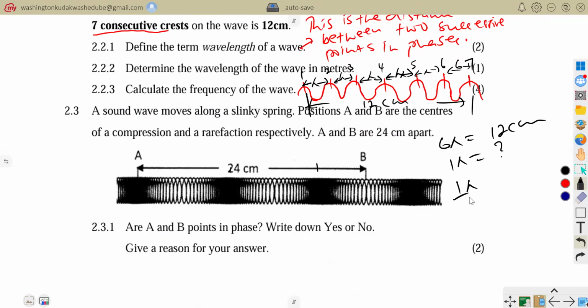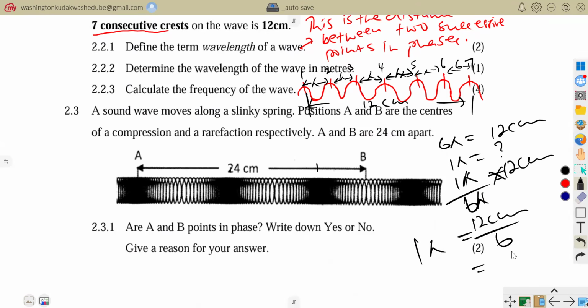So you can say 1 wavelength divided by 6 wavelengths that are there in 7 crests, and then you multiply by 12 centimeters. These wavelengths cancel each other out. You'll be left with 12 centimeters divided by 6. So 1 wavelength would be equal to 12 divided by 6.